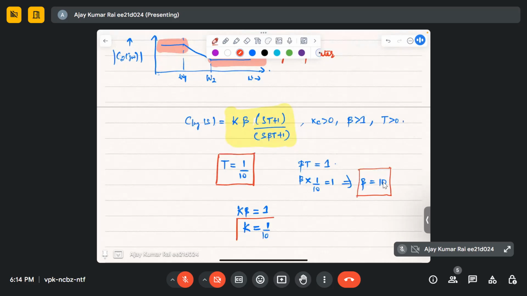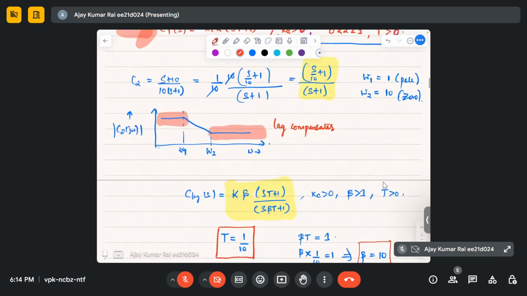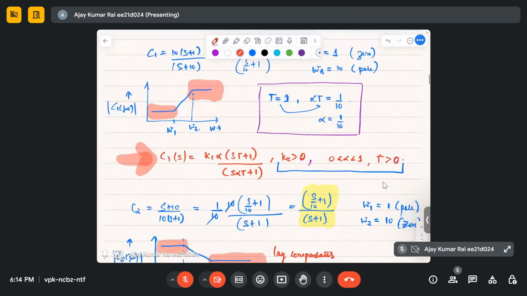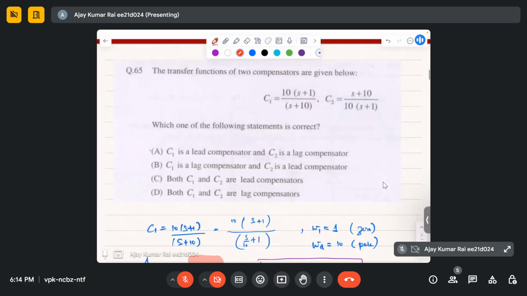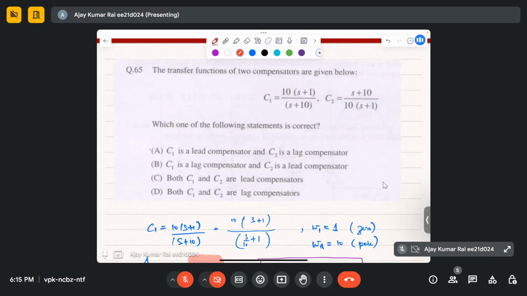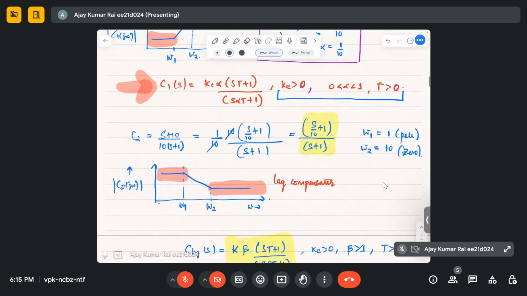But it's better that you remember the properties of lag and lead compensator, because just by looking at the Bode plot, you can confirm which type of compensator it is. So any doubt in this question? In this, if you see the options, which one of the following statements is correct? C1 is lead compensator and C2 is lag compensator. So any doubt in this question?